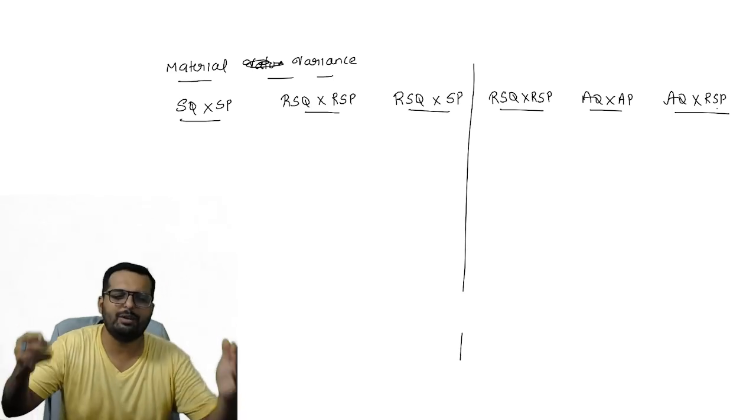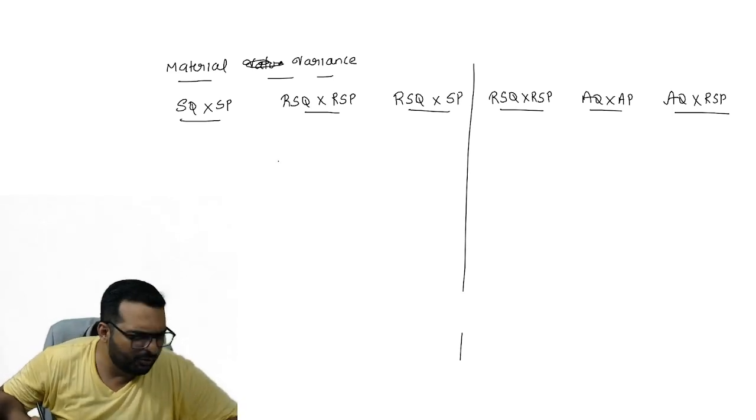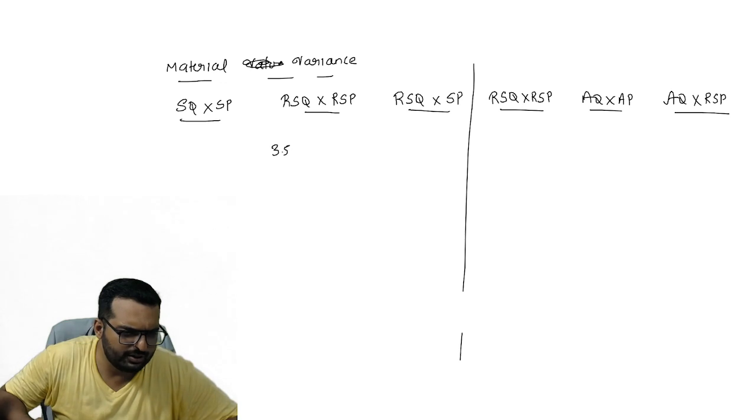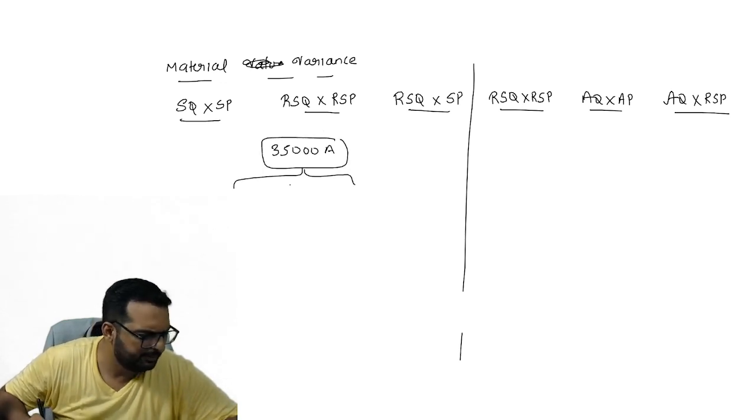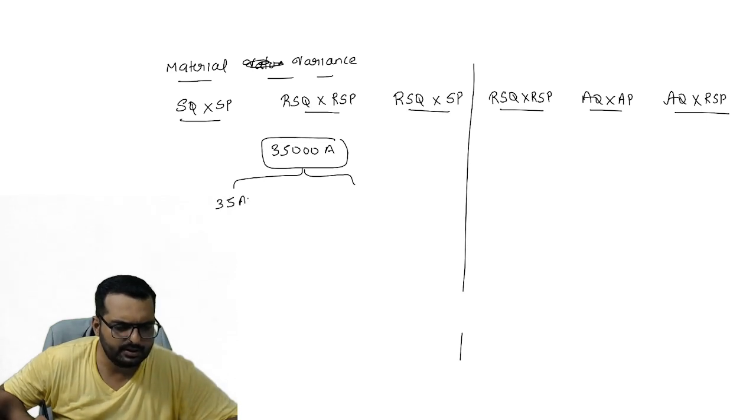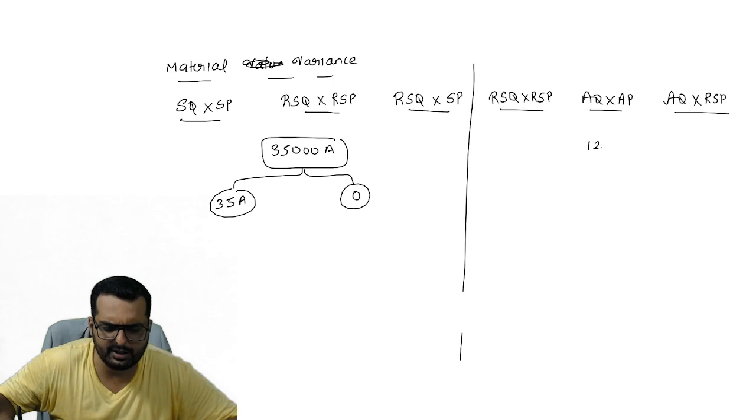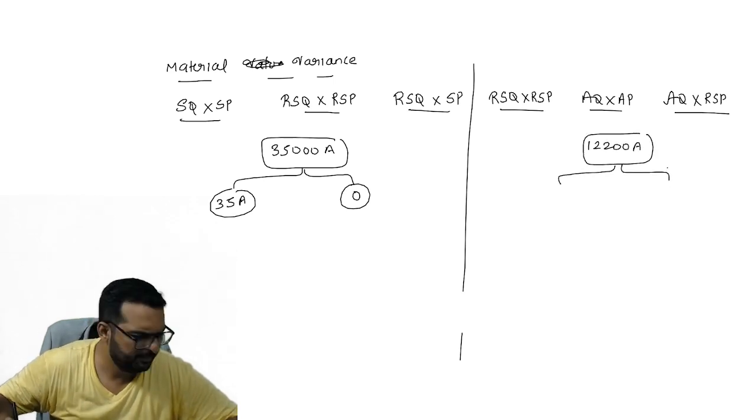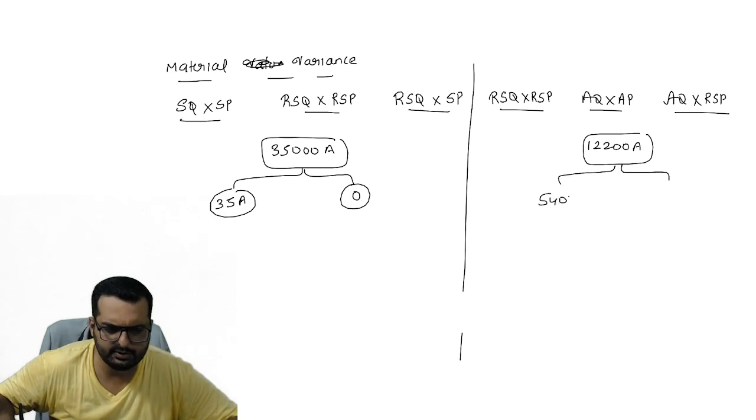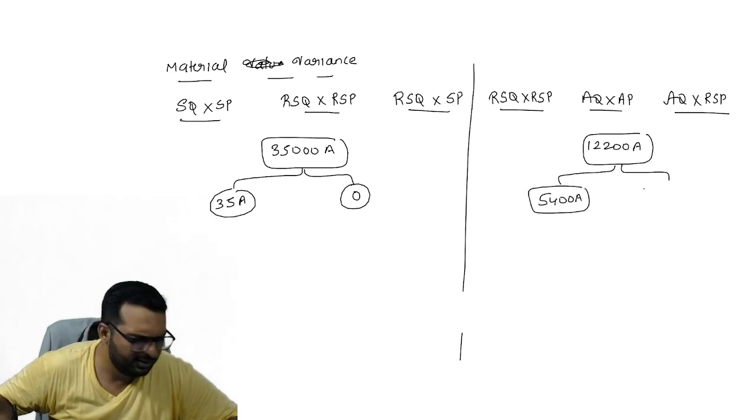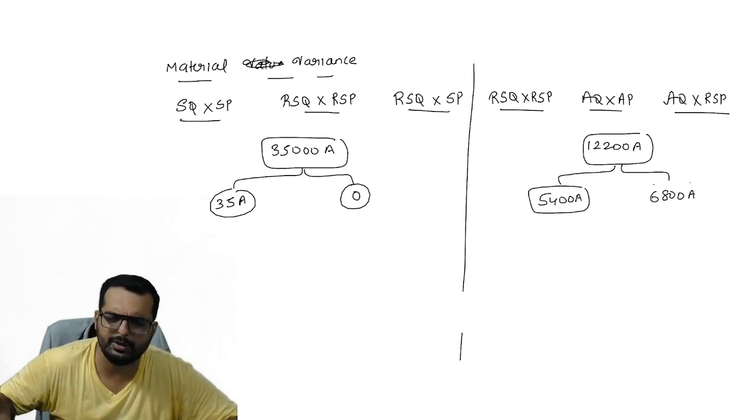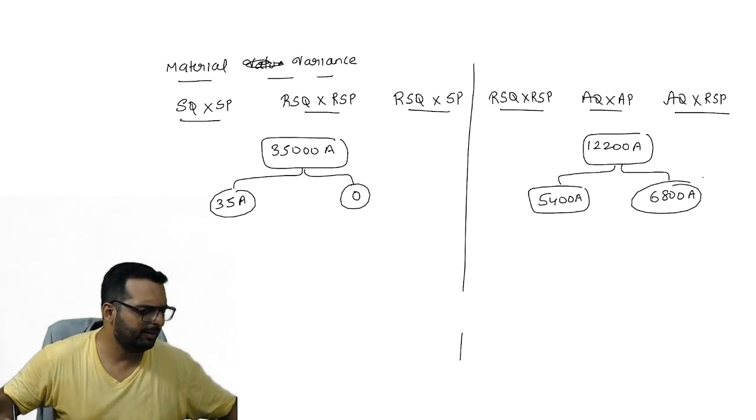Now come to the solution, my dear friends. What is the answer you have got? Ashwini, you have got 35,000 adverse. All right. What about the second one? 35 adverse, 0 here. And here you are getting 12,200 adverse, is it? 5,400 adverse. These numbers don't look familiar to me. Others, please do it and tell me whether you are also getting the same answer.